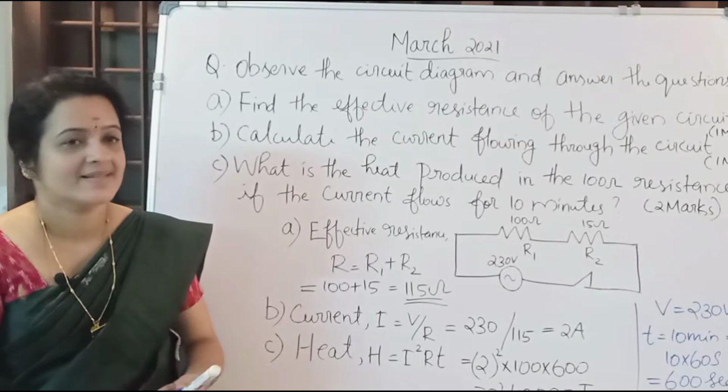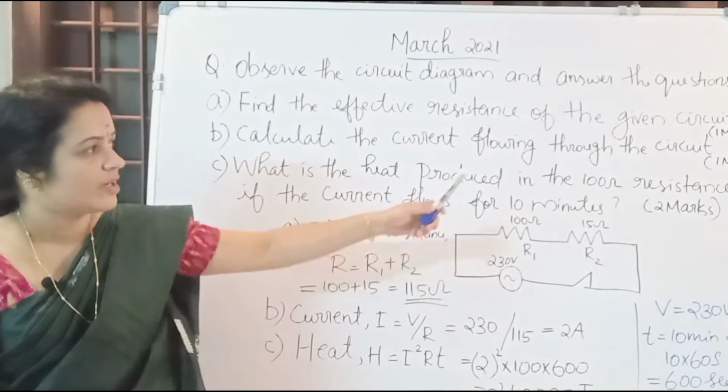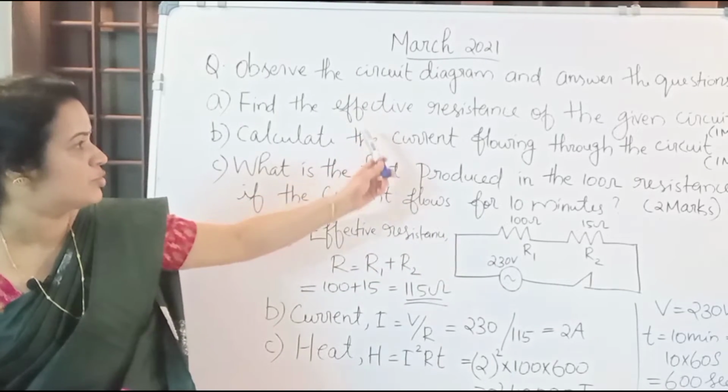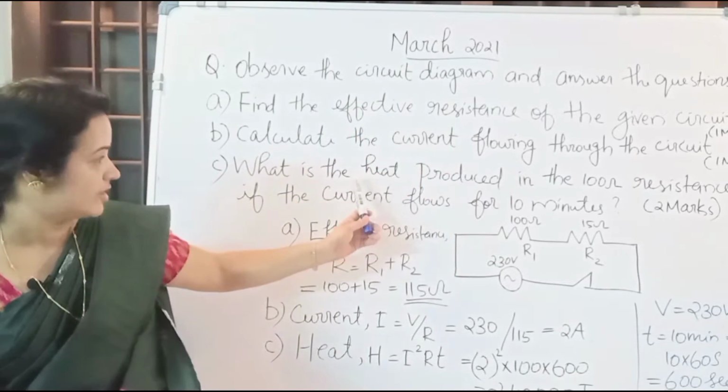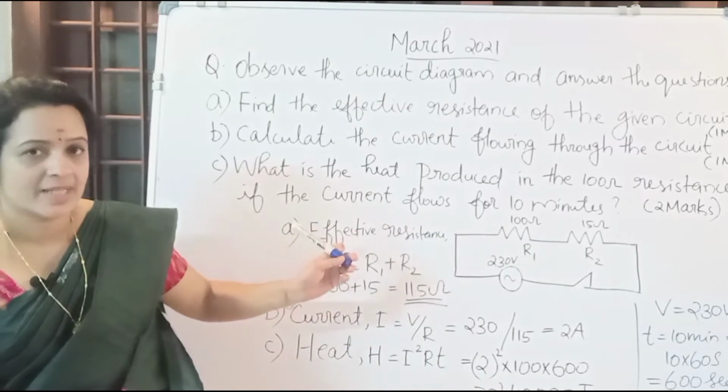This question was asked in March 2021. This is a 4-mark question. We have 3 questions here. For the first 2 questions we have 1 mark each, and for the third question we have 2 marks. Okay, can we move to the question?